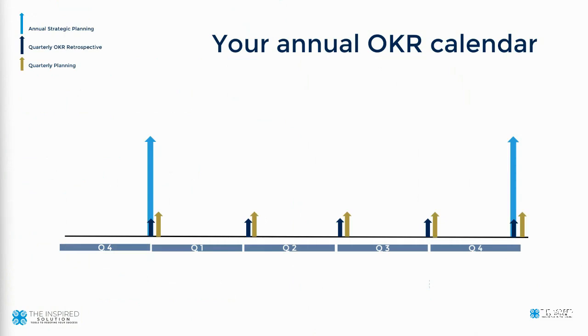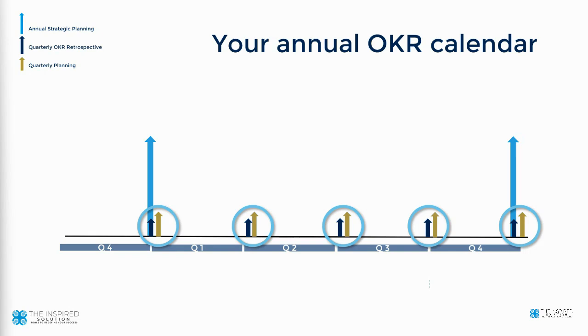So here you see on this diagram, I've split it up into quarters, and you have the annual OKR, the quarterly OKR retrospective in black, and then the quarterly planning in gold after that. So you have these key periods throughout the year.